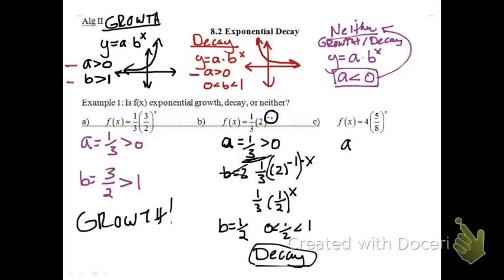Here I have an A value of 4 and a B value of 5 over 8, which I think is like 0.625. It's clearly between 0 and 1. I don't have that negative exponent trick to worry about here because it's just the positive x. And since this is a number between 0 and 1, and my A value is positive, this is another decay model.